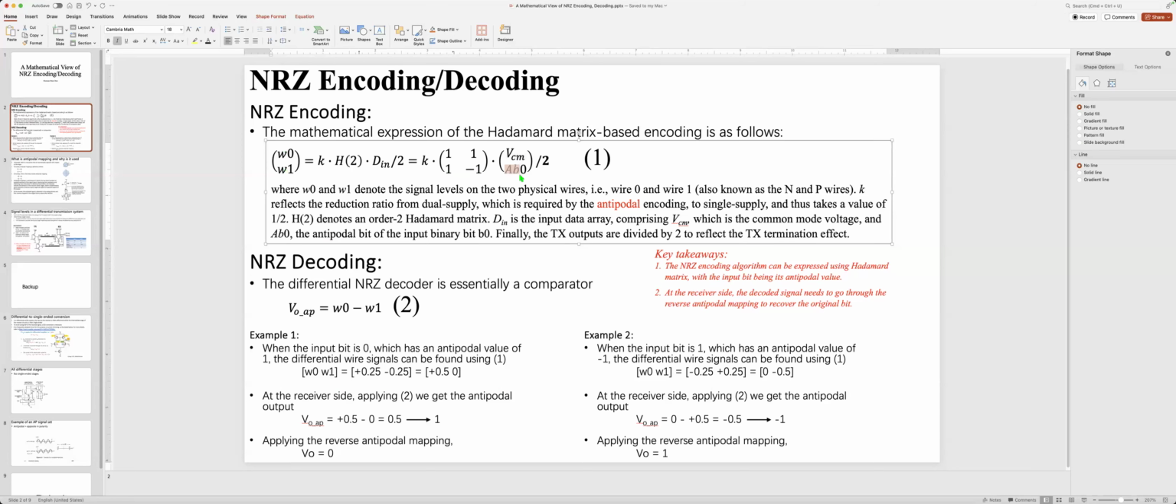And then if we put in bit 1 here and do the calculation, we have 1 for wire 0 and minus 1 for wire 1. Well, that sounds reasonable. If we do this decoding at the receiver side, we will have 1 minus minus 1, which is 2. It sounds reasonable, right?